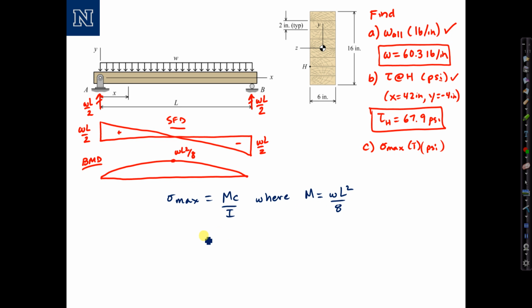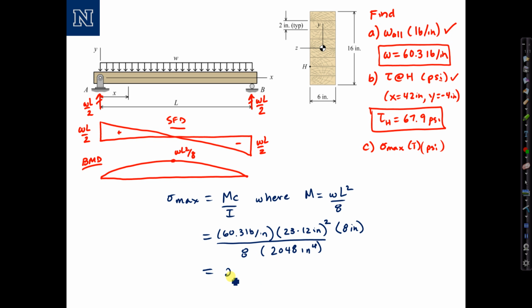So let's go ahead and just plug everything in. The moment, the W, 60.3 pounds per inch, times a length of 23 feet times 12 inches per foot. I'm going to square that, divided by 8. And then we add in our C value. C is half the depth of the beam, or 8 inches. And we divide by I, which we previously found to be 2048 inches to the fourth.